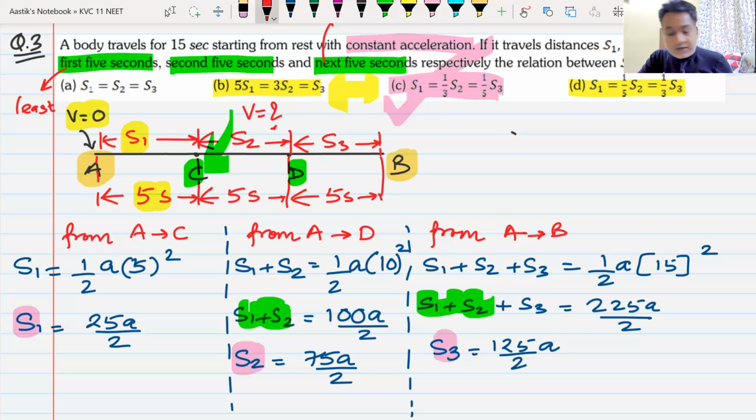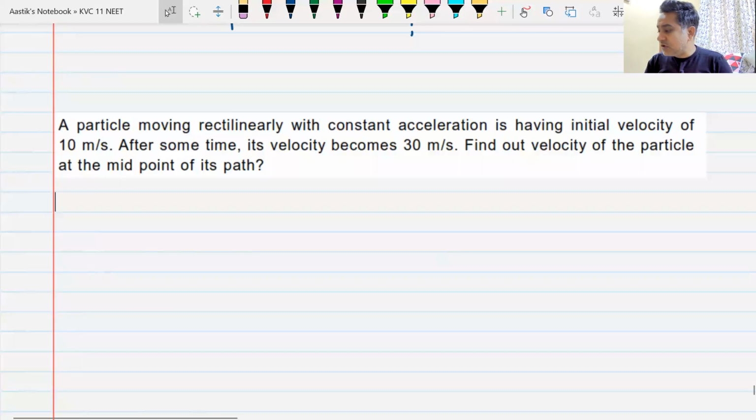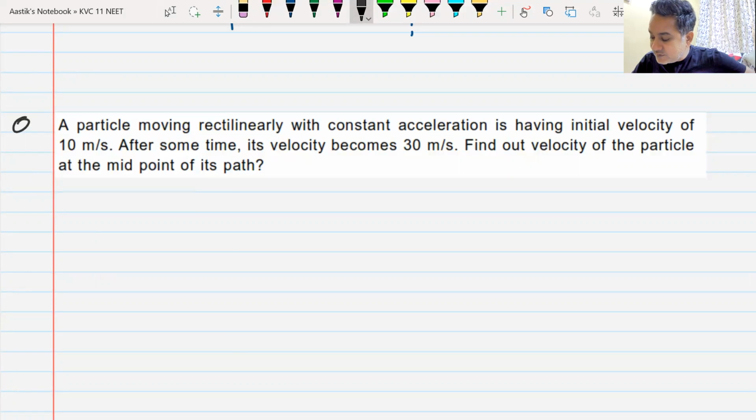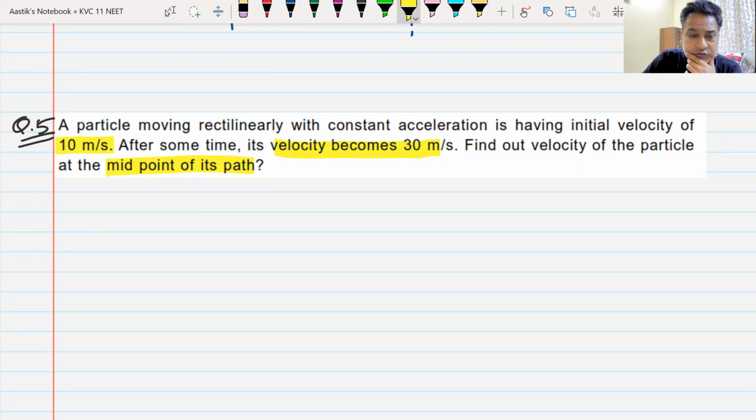Okay, here comes the next one, and I'll give you 2 minutes to solve this. The question is very simple. I have forgotten the number, so I'll write it as question number 5. A particle moving rectilinearly, means in a straight line, with constant acceleration is having initial velocity as 10 meter per second. After some time, time is not given, the velocity becomes 30 meter per second. Find out the velocity at the midpoint of its path. So you have to find out what is the velocity of this object at the midpoint, and you will have 2 minutes to solve it.